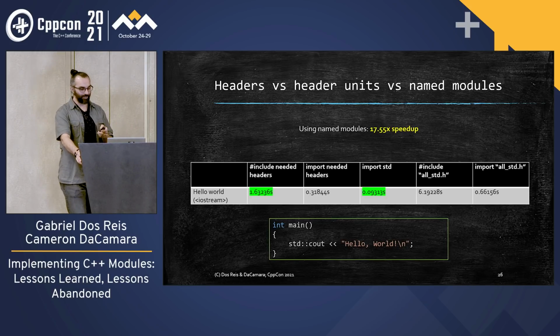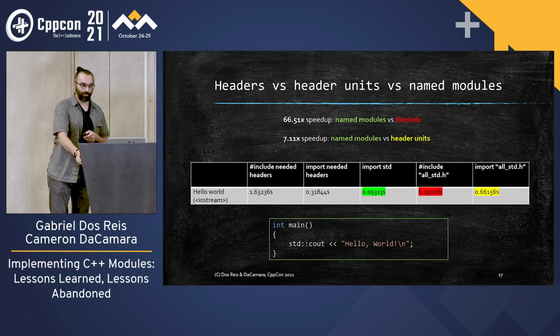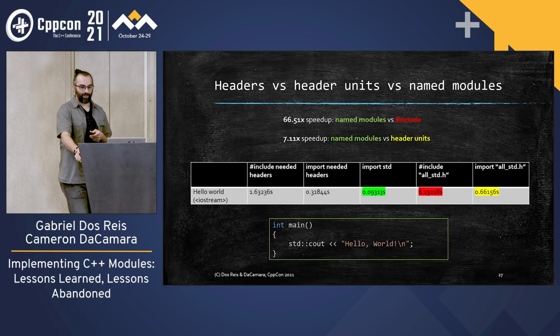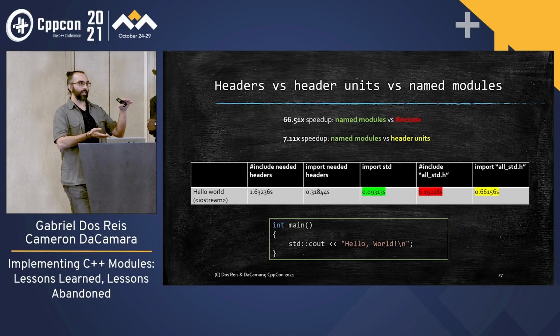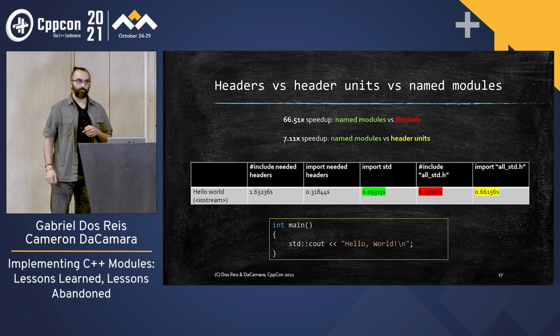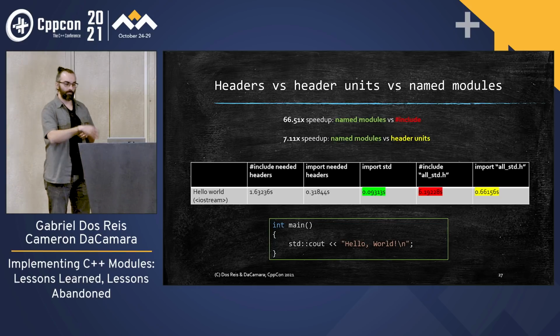If we wanted to get closer to that, we have to look a little bit harder. In particular, we have to do some comparisons where, honestly, the numbers speak for themselves. If we do hash include all of std, which is hash include of every single standard library header, which would mimic the contents of import std, you get a 66.51x speedup. So forget about hash include. That's just totally gone.